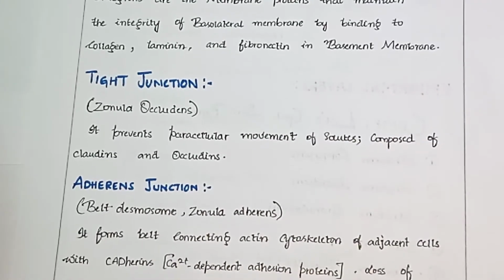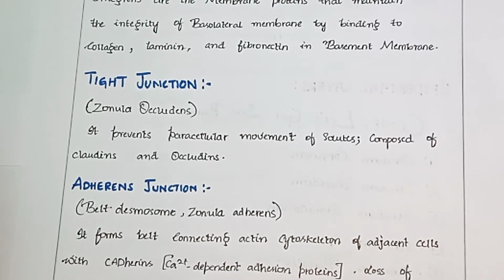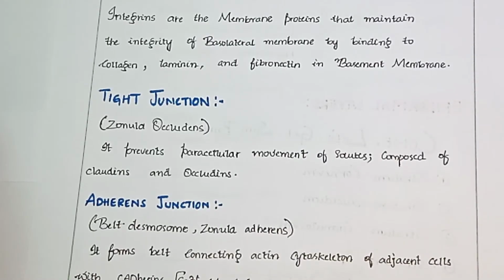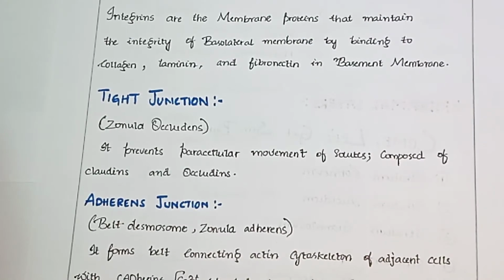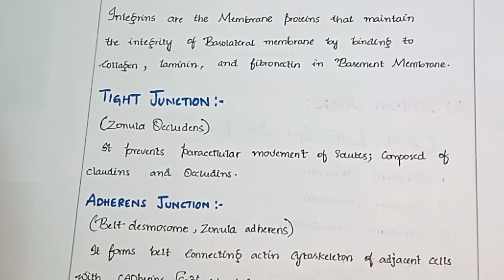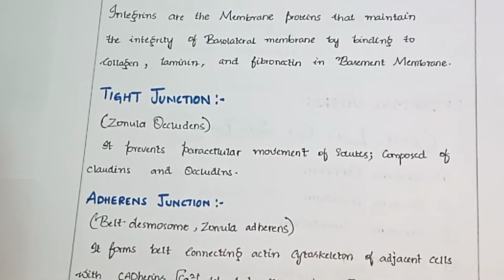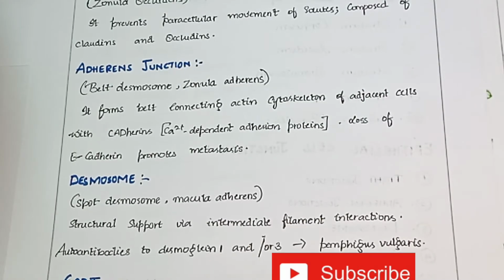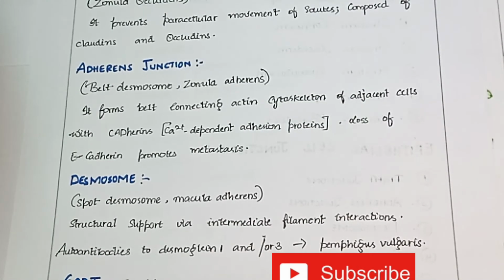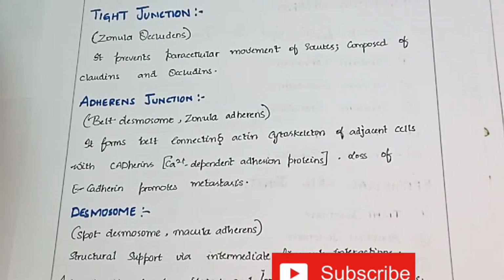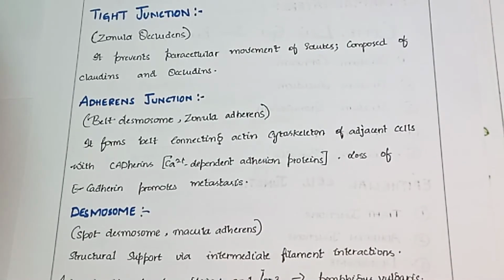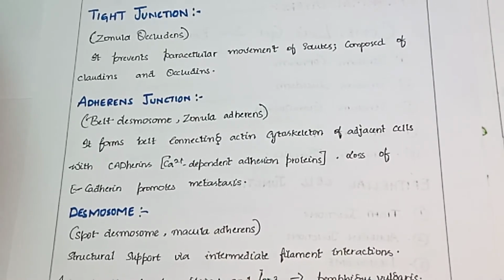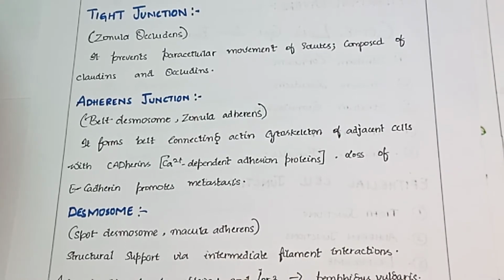The first one is tight junction, also called zonula occludens. It prevents paracellular movement of solutes and is composed of claudins and occludins. Next is adherens junction, also called belt desmosome or zonula adherens. It forms a belt connecting the actin cytoskeleton of adjacent cells with cadherins, which are Ca2+ dependent adhesion proteins. Loss of E-cadherins promotes metastasis.